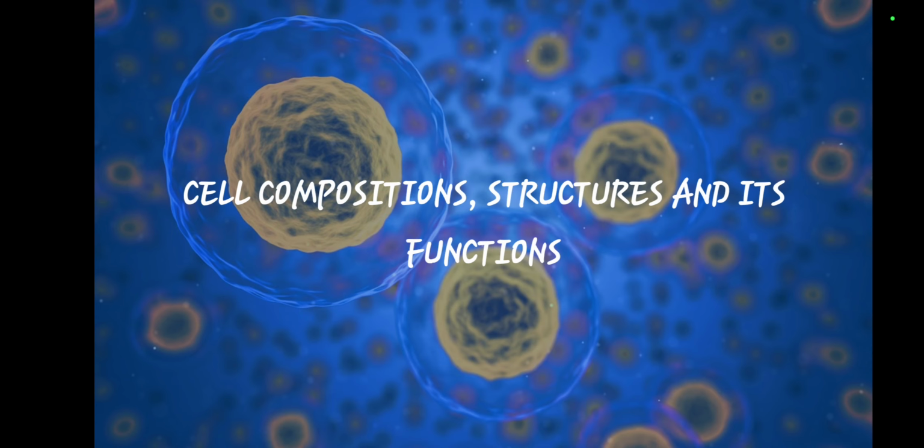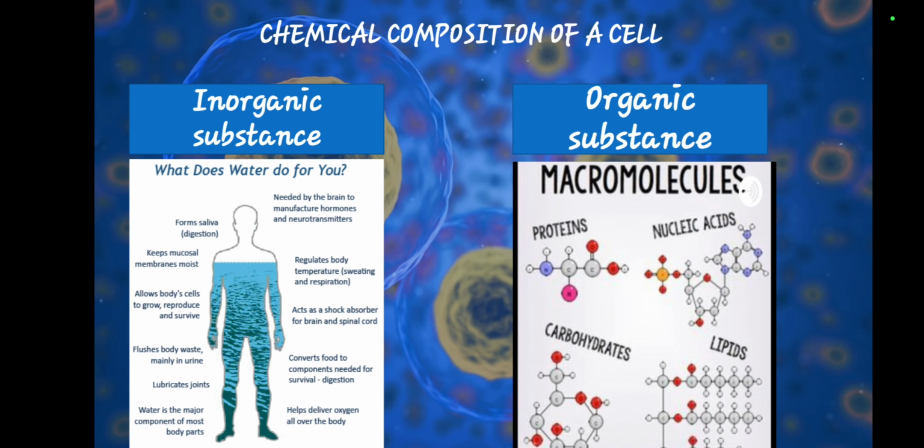So now, since we've already finished discussing the differences between prokaryotic and eukaryotic cells, let's go deeper into the discussion. Let's go into the cell composition, structure, and its functions. Okay? Let's start with the chemical composition of a cell. This is very redundant. Why do I say it is redundant? Because I already discussed it.